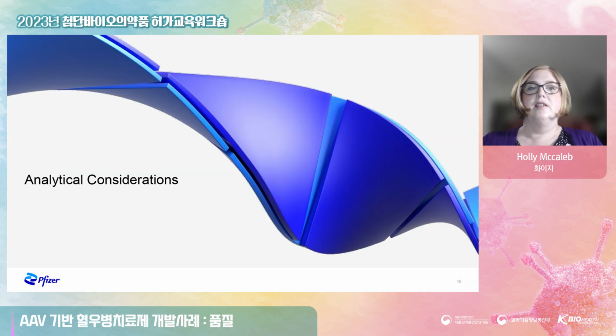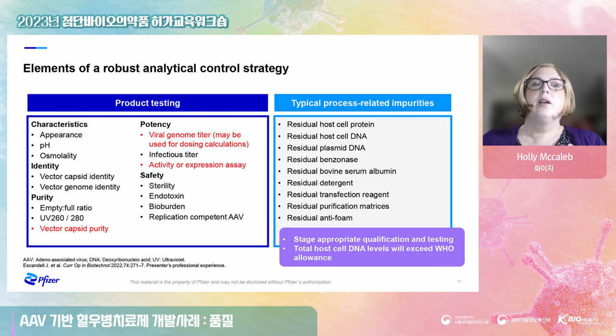Now I will talk about analytical considerations. Multiple quality attributes are evaluated as part of a robust analytical control strategy. This control strategy can include routine product testing, as well as stage-appropriate qualification and testing of process-related impurities. Many of these tests probably look familiar, as they are used to evaluate other biologic products, but some are unique to AAV gene therapies. I will discuss those further on the next slide.